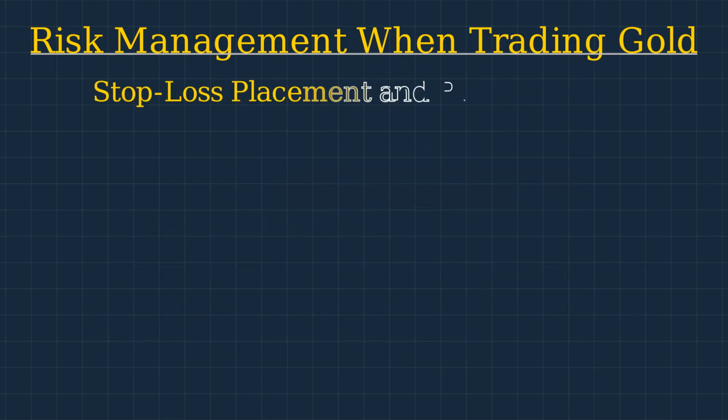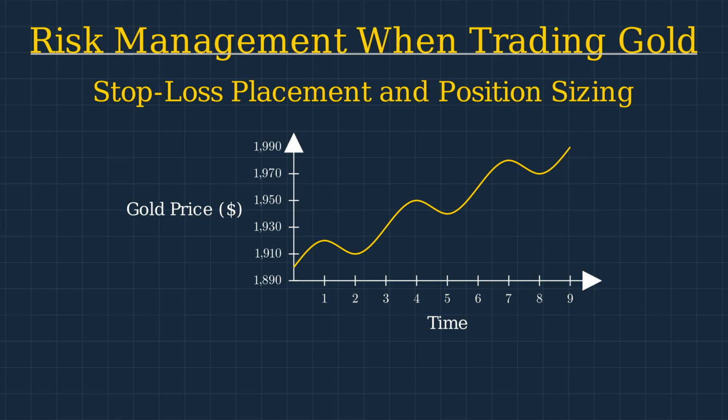When trading gold, calculate your position size based on your stop loss placement relative to support and resistance levels. Support levels, shown here at $1,910, can serve as guides for stop loss placement. If you enter a long position at $1,950 with a stop loss just below support at $1,905, your risk per ounce is $45.